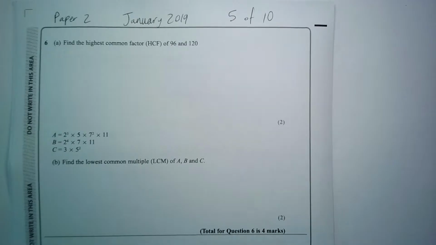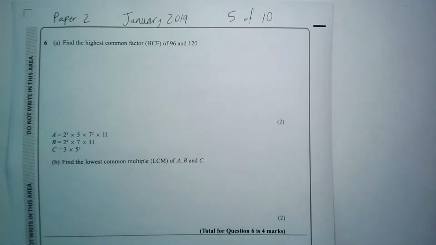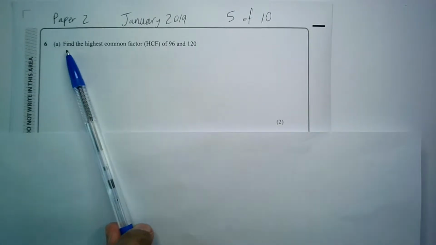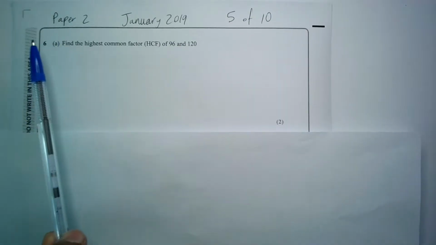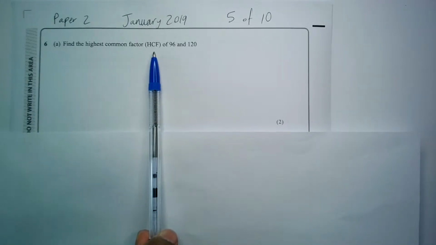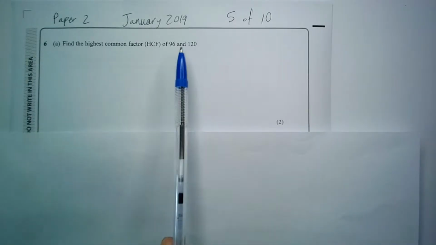Okay, we've got a 2-parter, so let's do part A. This is our 5th question out of 10. This is from January 2019, paper 2. Find the highest common factor, HCF, of 96 and 120. Press pause and have a go. When you're ready for the answer, press play.